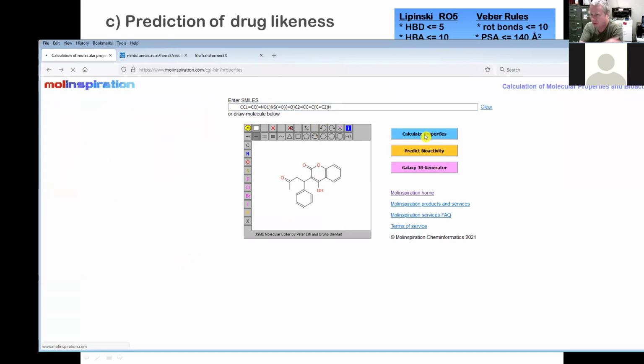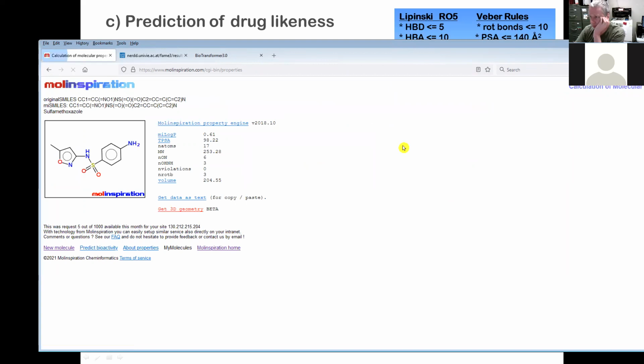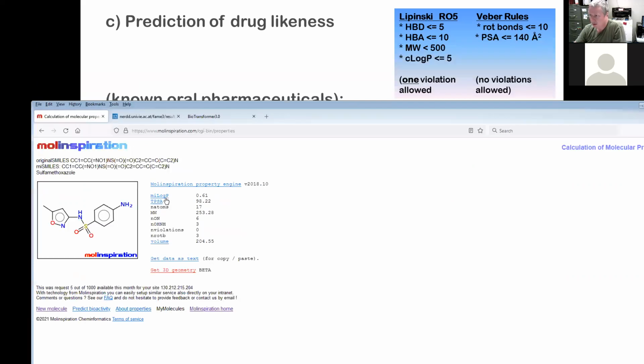Calculate properties. Okay, there it is. And does it match the rules? So C log P is very small now. Does that suggest it's greasy or aqueous? Remember what the relative meaning of C log P was?